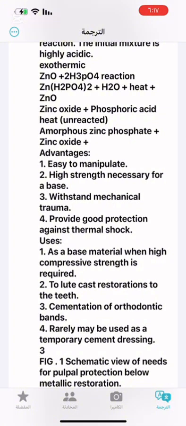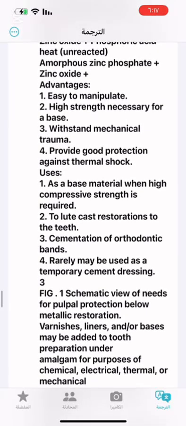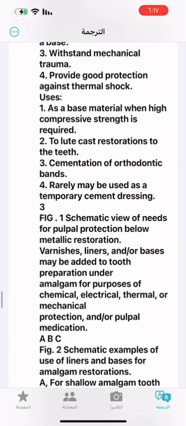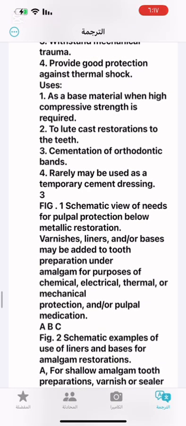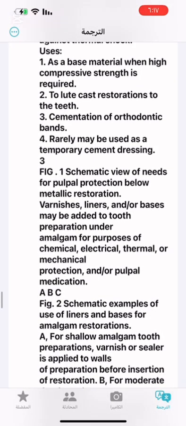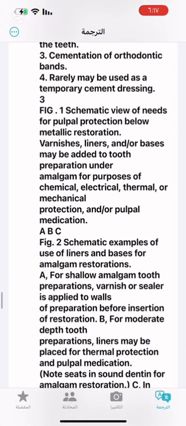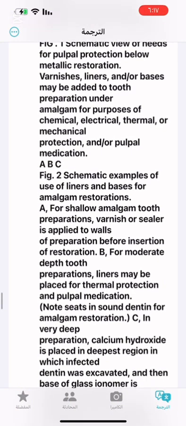3. Fig. 1: schematic view of needs for pulpal protection below metallic restoration. Varnishes, liners, and bases may be added to tooth preparation under amalgam for purposes of chemical, electrical, thermal, or mechanical protection and/or pulpal medication.